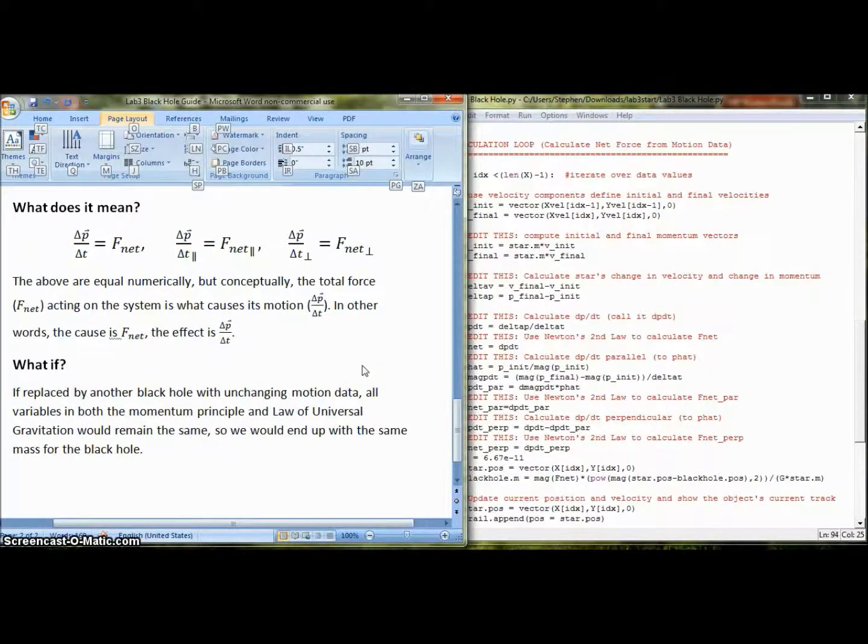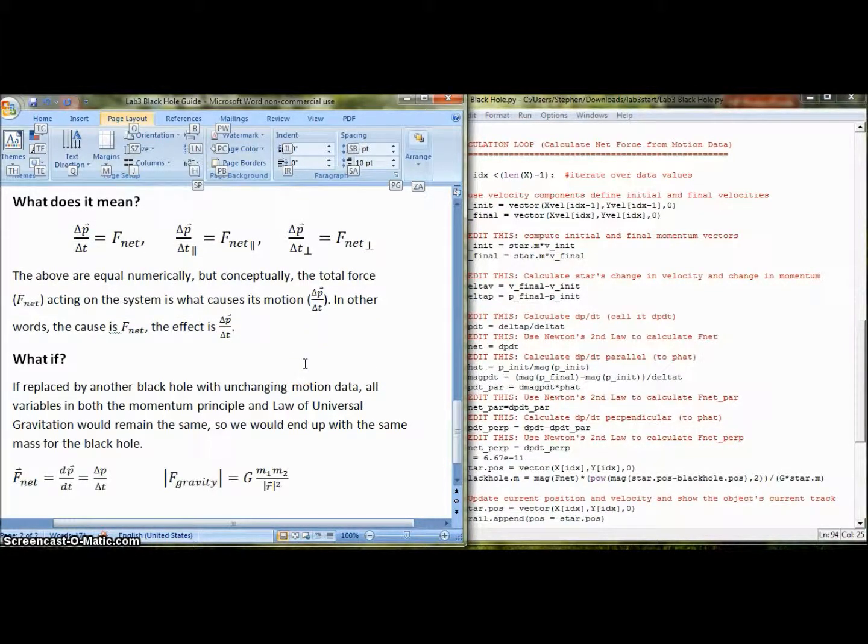Now, moving on to the "what does it mean" question. Although the value of F net and its parallel and perpendicular components are equal to delta p over delta t and its parallel and perpendicular components respectively, what the values actually mean are two different things. F net is the measure of the force acting on the system, which is causing the motion of the system, which is measured in delta p over delta t.